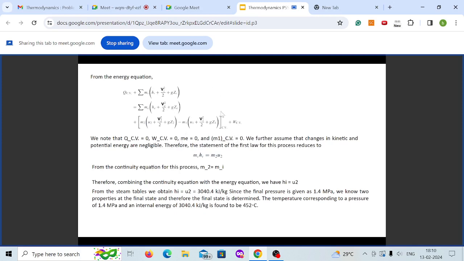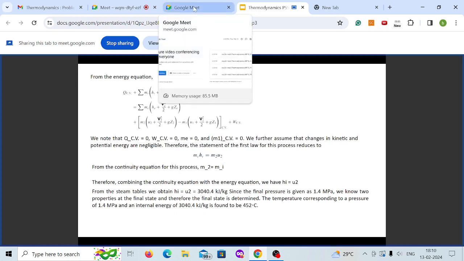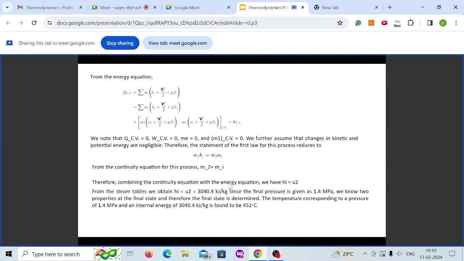So substituting all this, your expression will come out to be mi hi, which is the inlet mass which is coming in, will be equal to m2 into u2. So m2 is the mass of the system at state 2, and u2 is the internal energy of the system at state 2. So this big equation has reduced down to this: enthalpy which is brought in will be equal to internal energy of the system.